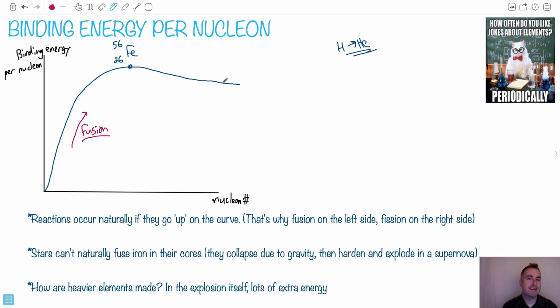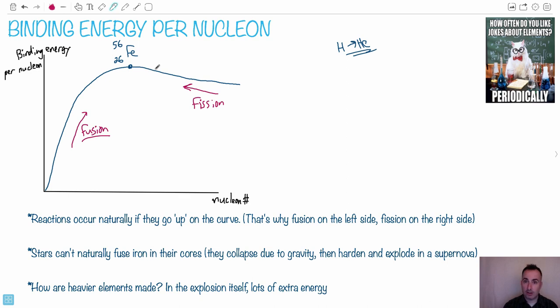What about on this side? Like, what if I had uranium? That's way over here somewhere, nucleon number, right? That's like 238 maybe. That's like way over here. For uranium to do something naturally, do you notice that to go up on the curve, it has to go to the left? So that's why going left means you make lighter elements, don't you? We call that fission. So that's why fusion is on the left side and fission is on the right.